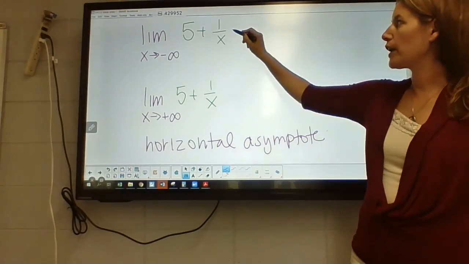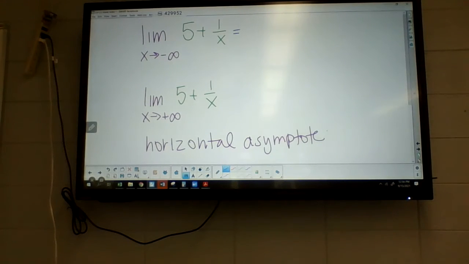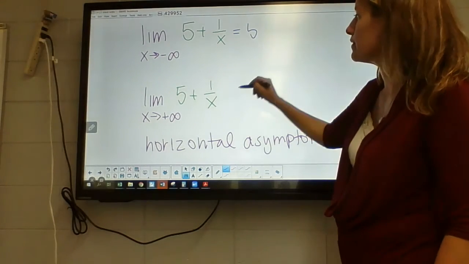So if you look at the left side of the graph, where is that graph headed? To 5. If I kept going on forever, you probably would get some number really close to 5 or even get 5, depending on what your calculator tells you. So it's going to be 5.